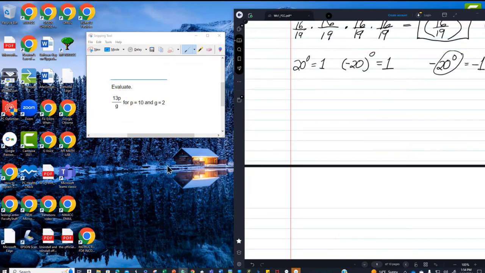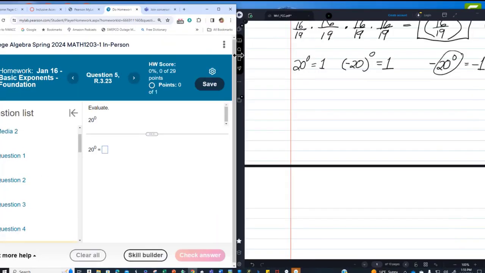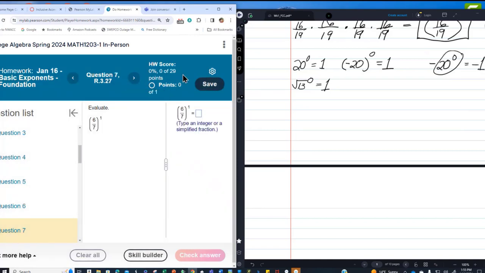Okay. Now, that's not what I want. What do I want? I want this. Square root of 13. The square root of 13 is a number raised to the zero power. It's 1. Now here's a fraction, 6/7. The whole thing is being raised to the 1 power. Any number raised to the 1 power is just itself, 6/7.